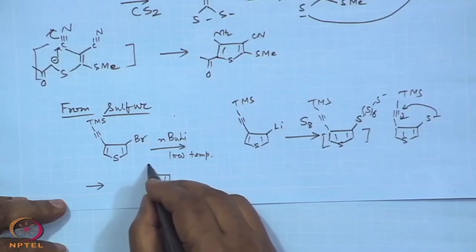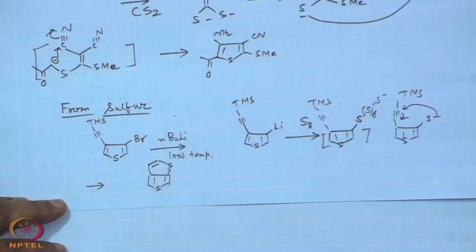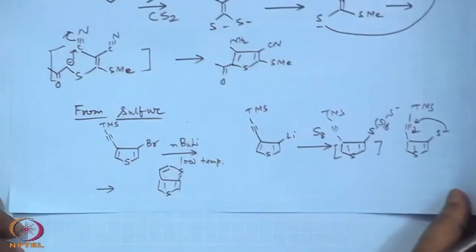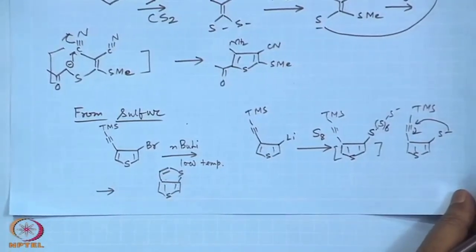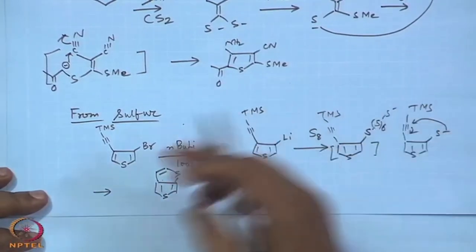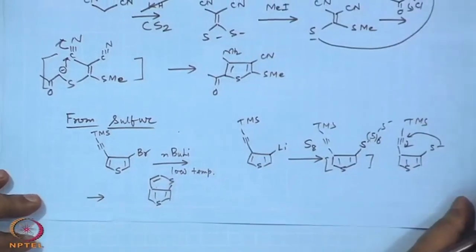a compound which would be known as thiophene. That means the strategy basically is introduction of the lithium, then converting this into the corresponding sulfur minus, and then the process of acidic workup would desilylate the compound to give you the corresponding thiophenol compound. And what is the chemistry part? The chemistry part is that once you have a S minus, that can react even with unactivated alkynes to form the thiophene.